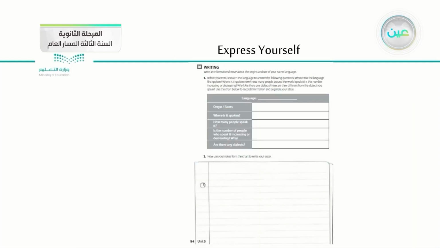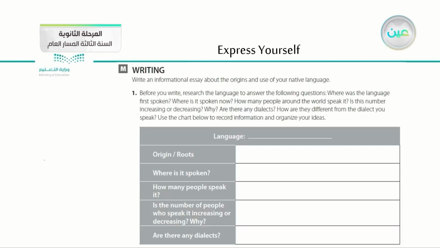Now let's go to the workbook. In the workbook on page 54, we have exercise M. On exercise M, we have an additional exercise that you can practice what you have learned more. We have another task for you on this page.